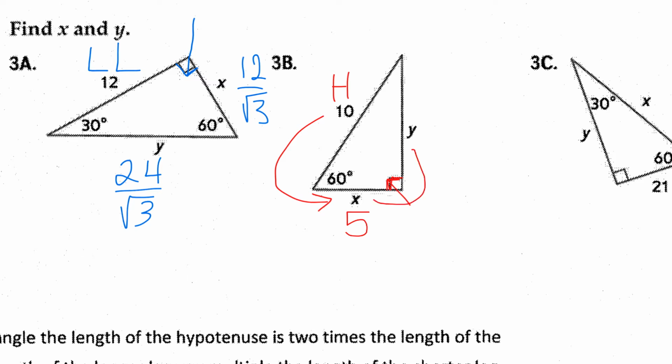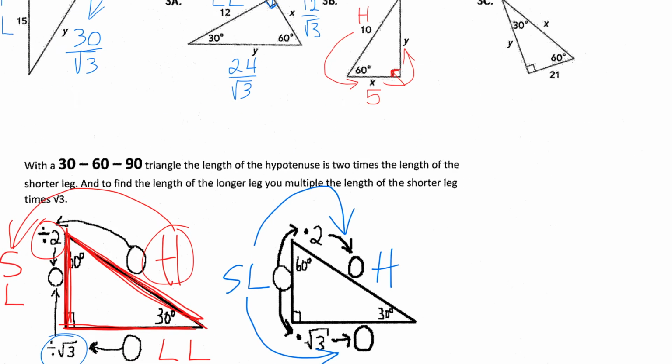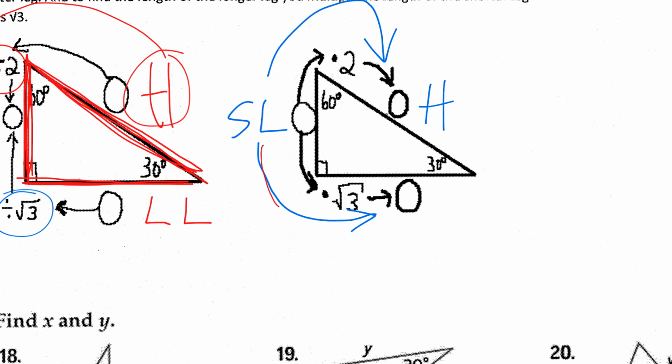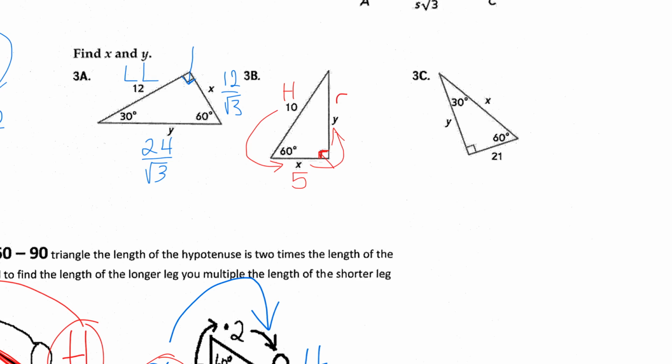And then from the short leg to the long leg, what do we do? Right here from this. Yep. Good. So from the short leg to the long leg, you multiply by the square root of 3. So this just gives me 5 times the square root of 3.